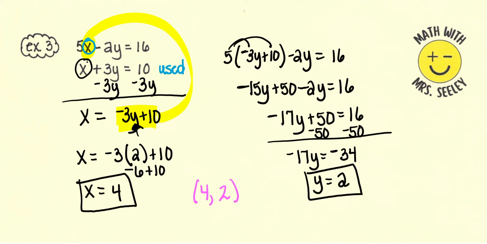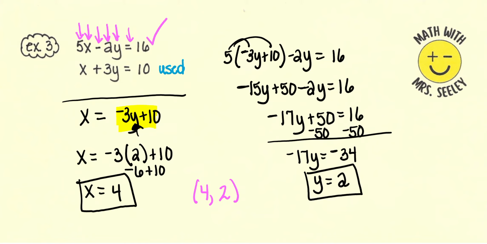Again, don't forget that you can check these answers. We can go back to the original and we can say 5 times 4 minus 2 times 2 equals, and sure enough, it does equal 16. We can say 4 plus 3 times 2 equals, and sure enough, it equals 10.